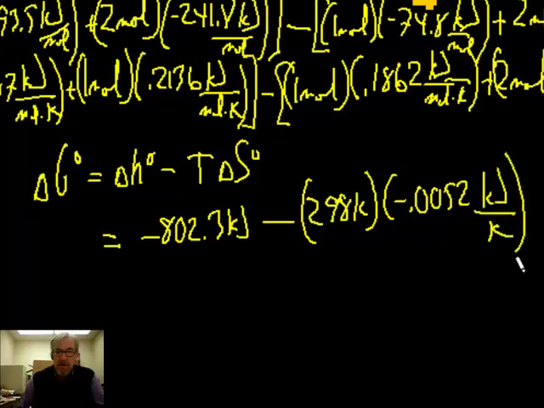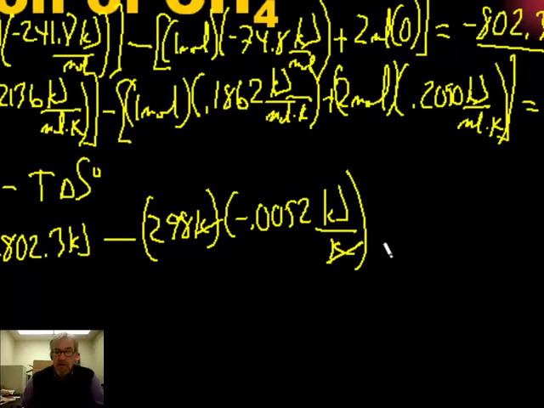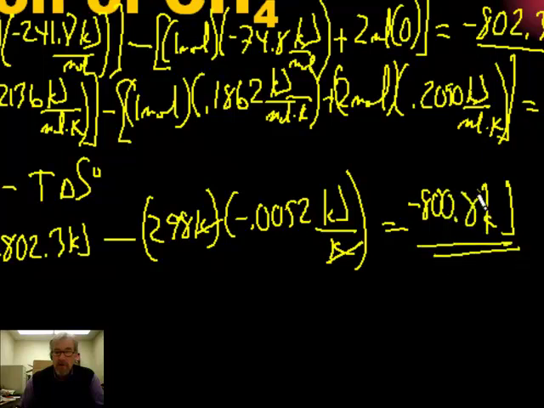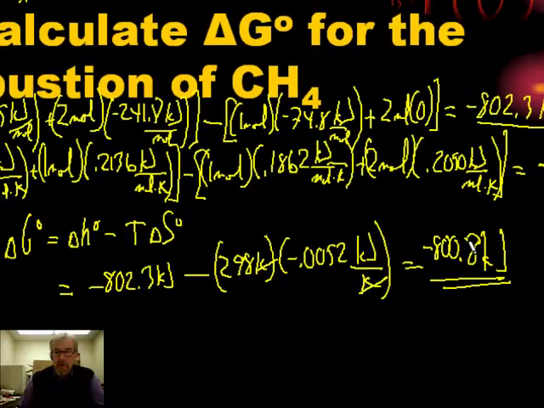Kelvins are going to cancel in the second term, and we will end up with units of kilojoules, and the answer is negative 800.8 kilojoules. So this is exergonic, and that means this is a spontaneous reaction. Of course, you all know that because you've burned methane in Bunsen burners before.